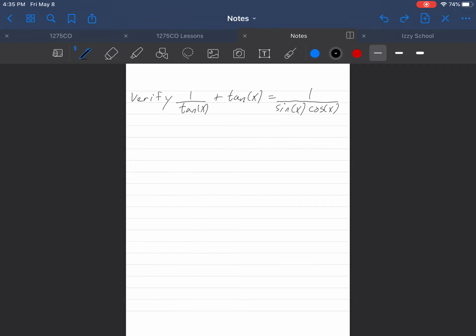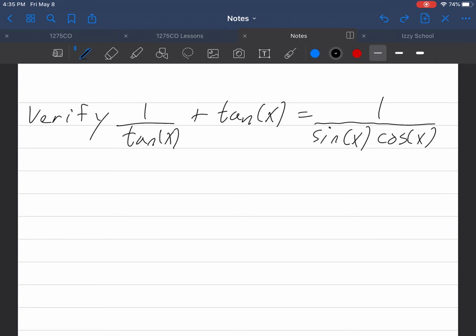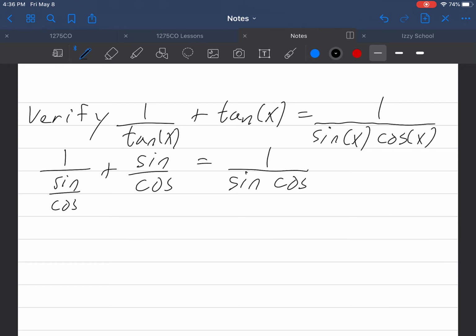Let's do another one that starts off with fractions here. 1 over the tangent of x plus the tangent of x. Now if we are strictly following the rules of turning everything into sine and cosine, we're going to get 1 over sine over cosine plus sine over cosine equals 1 over sine times cosine. Right, the right side is actually not going to change at all because it already is in sine cosine base values. Over here we have a complex fraction.